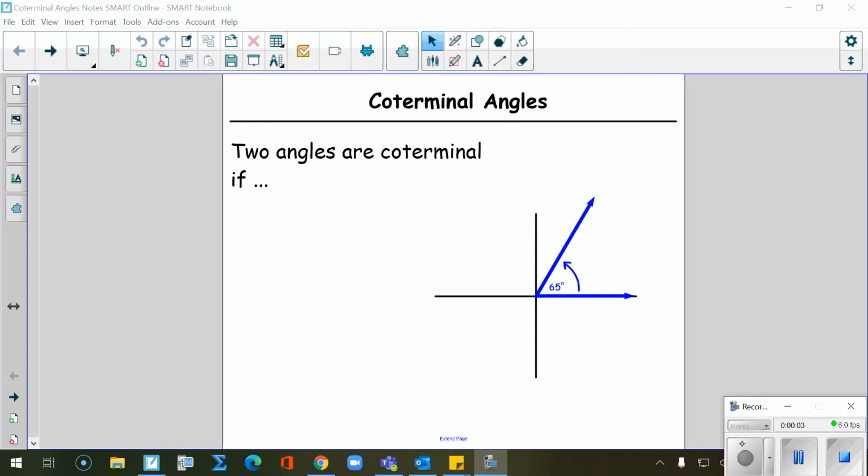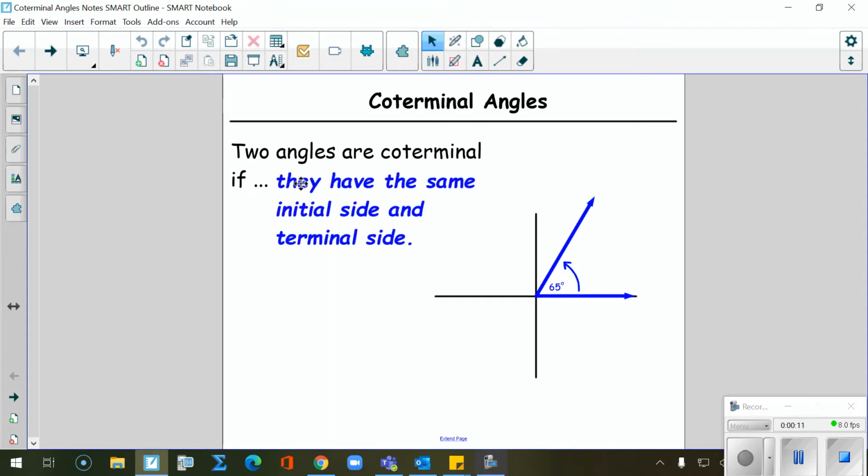We've started talking about angles in trig, so now we're going to talk about coterminal angles. Two angles are coterminal if they have the same initial side and terminal side. So on the diagram, you see a 65-degree angle.